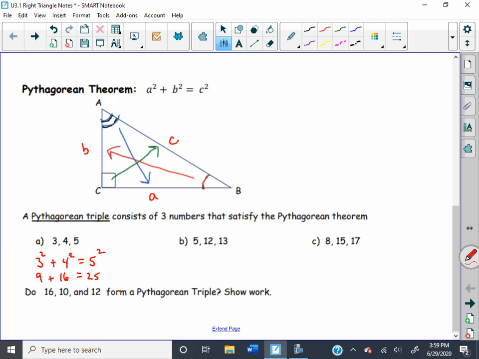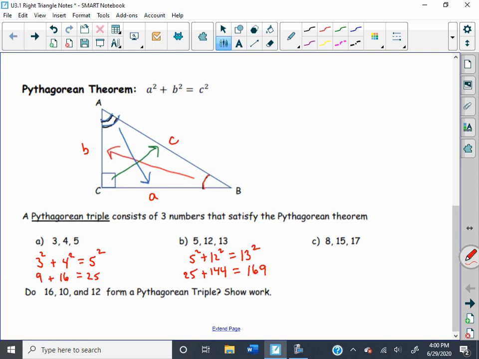Again, we could check another one. Remember, 13 has to be side c. So 5 squared plus 12 squared, and we're checking to see if that equals 13 squared. That's 25 plus 144, and 13 squared is 169. And 25 plus 144 does equal 169. So 5, 12, 13 is also a Pythagorean triple. 3, 4, 5 is the most popular one, but 5, 12, 13 is another one.